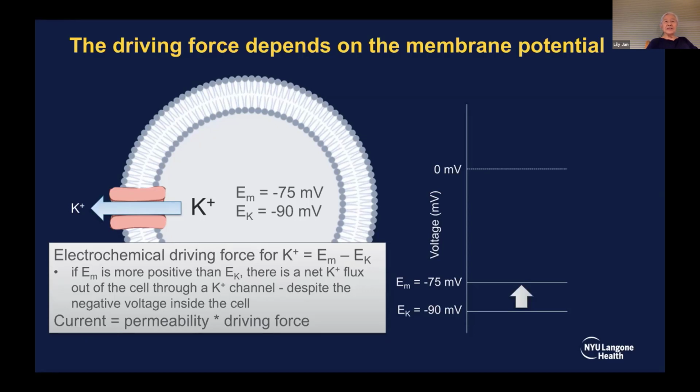And so here, there's another convention that we get used to. We call the electrical potential outside the cell zero. And so the potassium equilibrium potential will be minus 90 millivolts. And the membrane potential above EK, but still relative to the outside, will be negative. In this case, we set it at minus 70 millivolts.